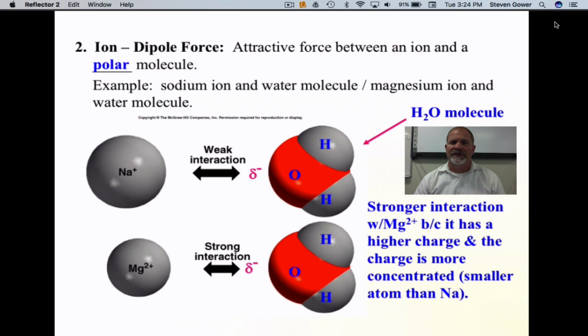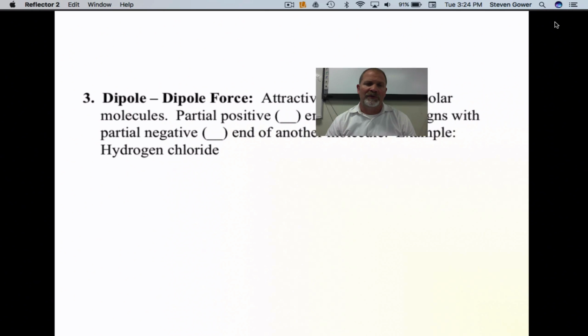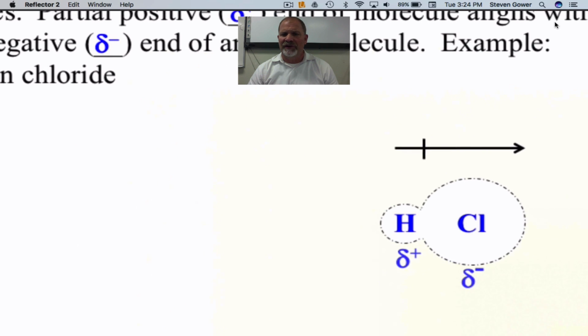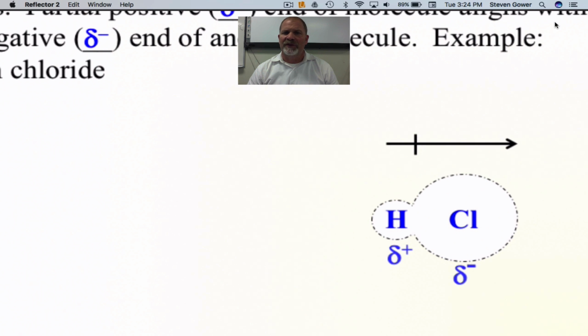Ion-ion are strongest. Ion-dipole. Now I move to dipole-dipole. Dipole-dipole is unique because now I have partial charges. And so we see HCl here. We see that it has a partial negative and a partial positive.